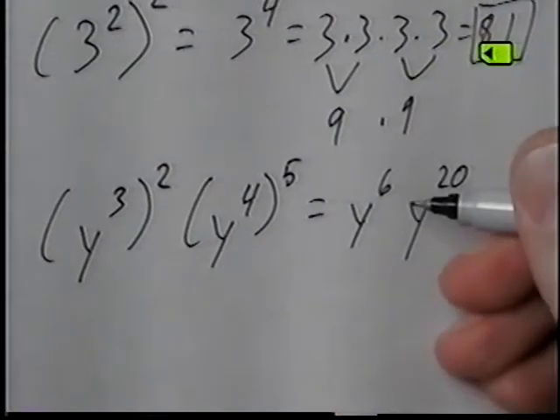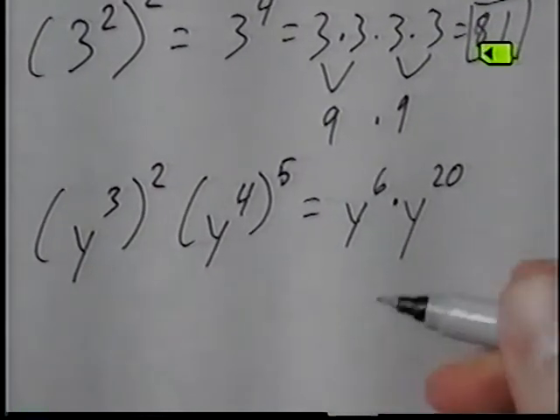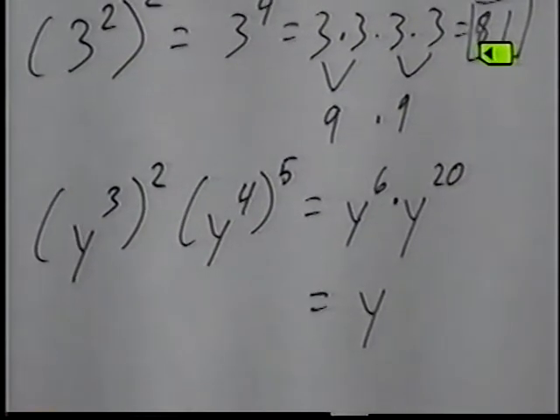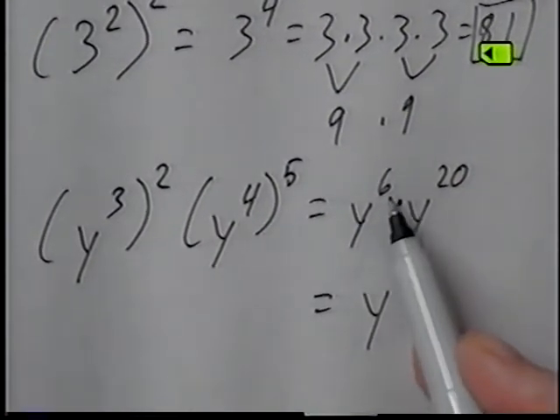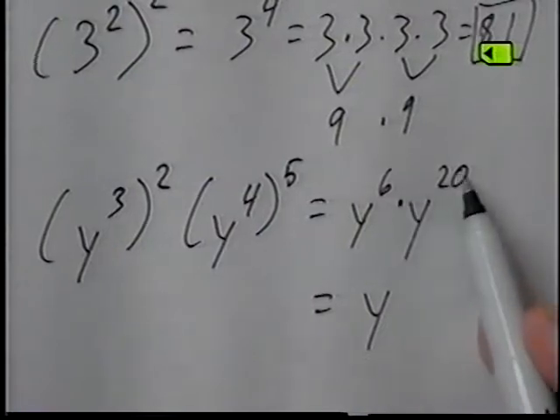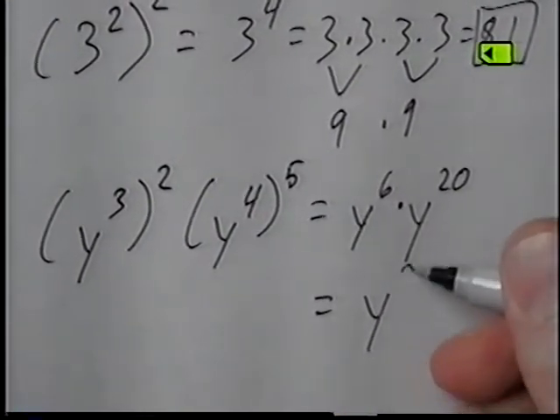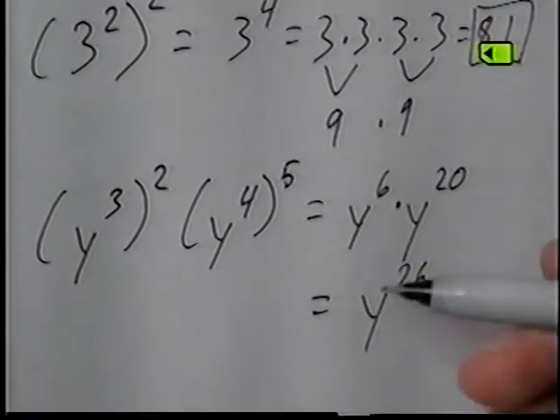And then, like the previous lesson, we can simplify two variables. The base stays the same. And if you remember from the previous lesson, if you have two bases, the exponents you add together. 6 plus 20 would be 26 for your final answer.